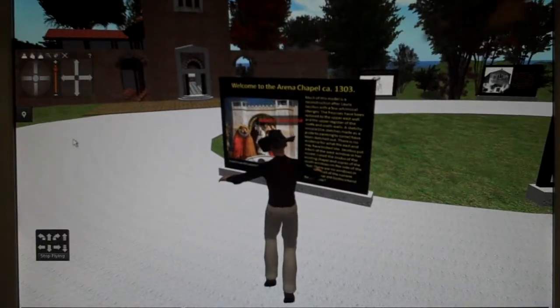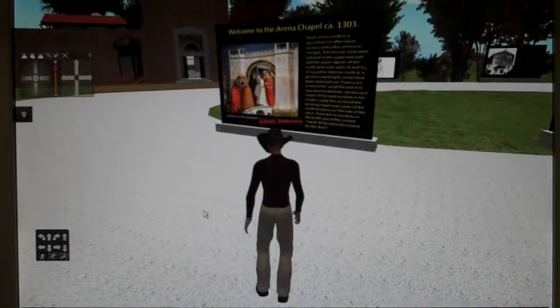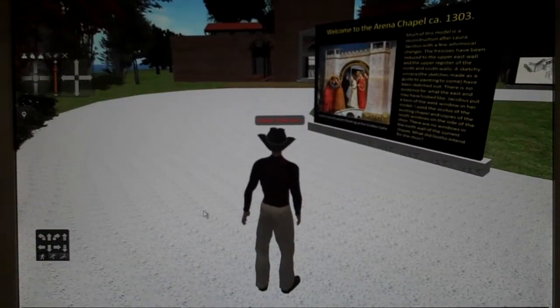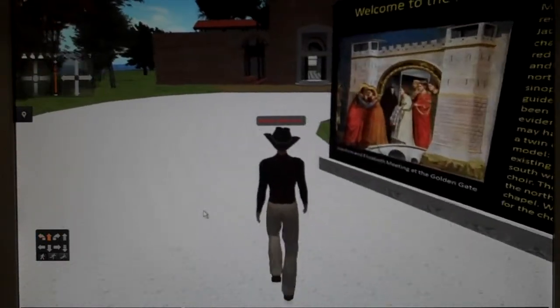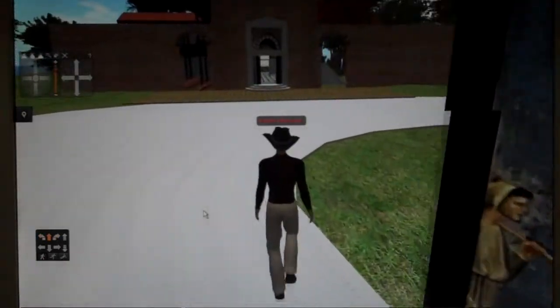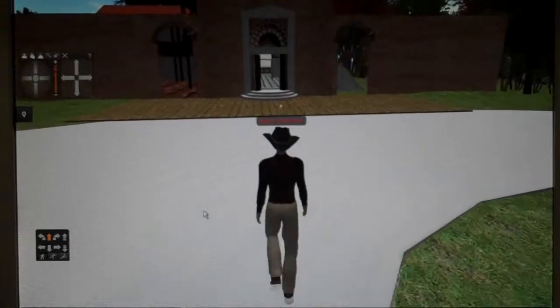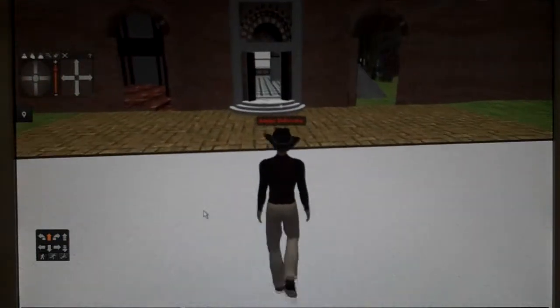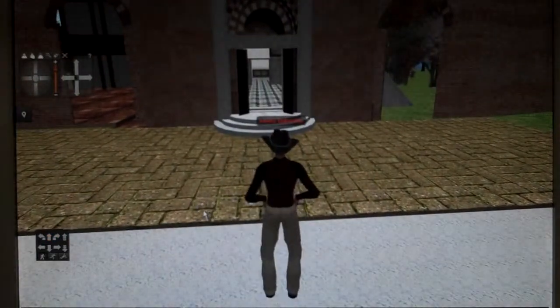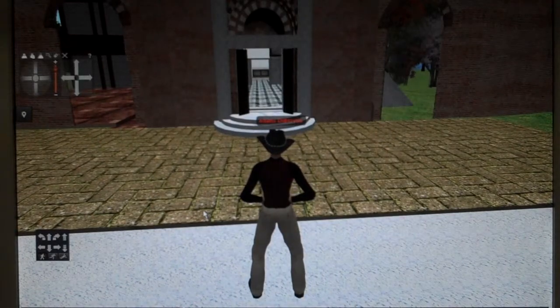And I call this palace the Arena Chapel circa 1303, although the year is a little bit in question, I would think. And as we enter the chapel, fortunately for me, who has not really studied the Arena Chapel, art historian Laura Jacobus has already written a book on the architecture, and so I built a model based on the drawings in her book with some whimsical deviations.